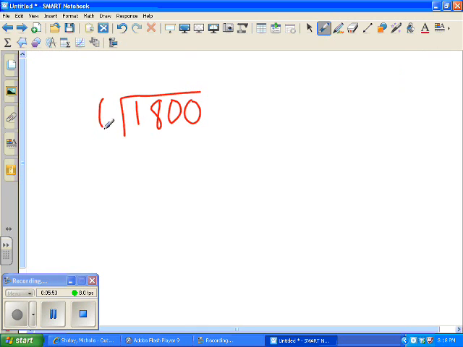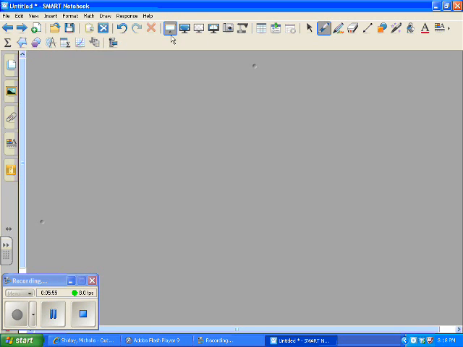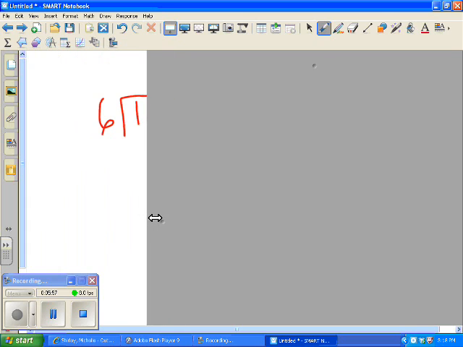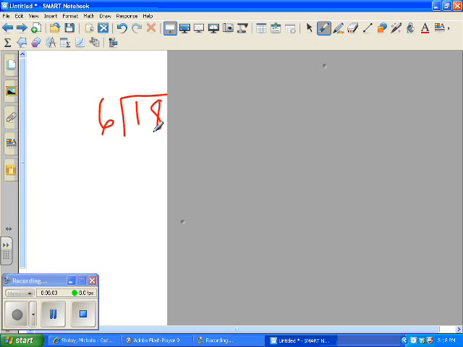Divided by 6. And we're in business. I still like to use my little shade here. How many groups of 6 can you get out of 1? You can't. So we're going to move on and look at both of these digits now. How many groups of 6 could you get out of 18? 3, because 3 times 6 is 18.